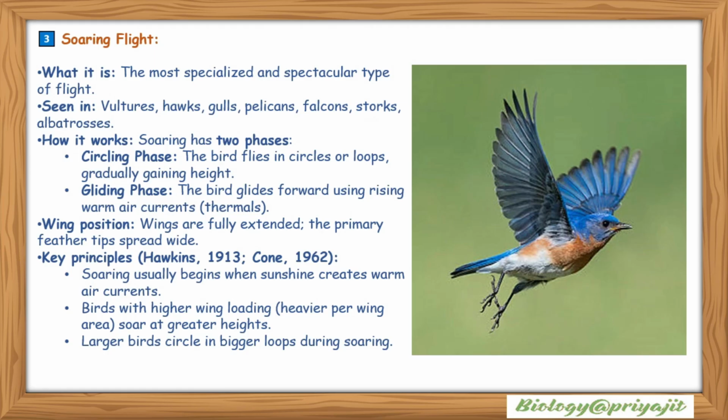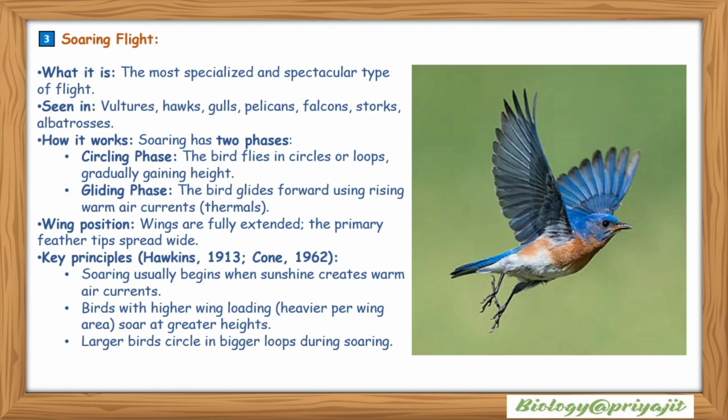Soaring flight. What is it? The most specialized and spectacular type of flight. It is seen in vultures, hawks, gulls, pelicans, falcons, storks and albatrosses. How does it work? Soaring has two phases. Circling phase: the bird flies in circles or loops, gradually gaining height. Gliding phase: the bird glides forward using rising warm air currents or thermals. Wing position: wings are fully extended, with the primary feather tips spread wide.